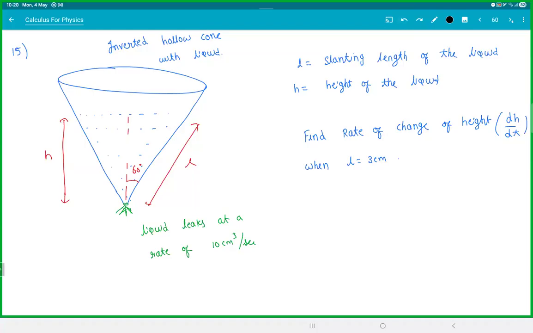Everyone knows the volume of a cone, right? In case someone doesn't know, the volume of a cone is 1 by 3 pi r square h. R is the radius and h is the height. You will need that. Let's see how you will handle this.